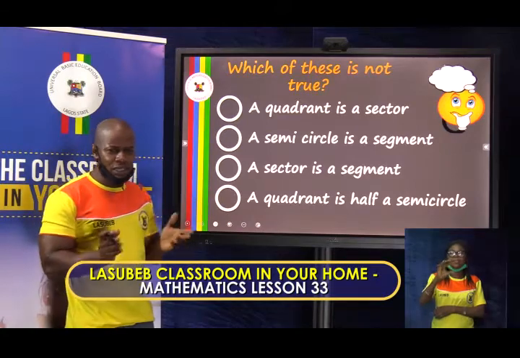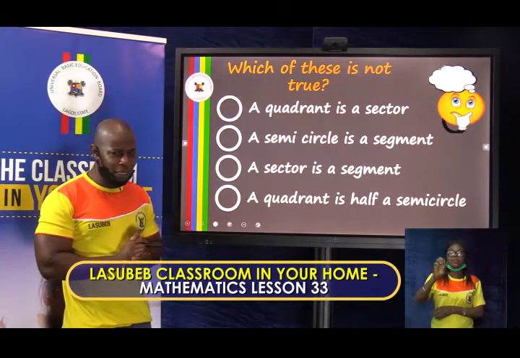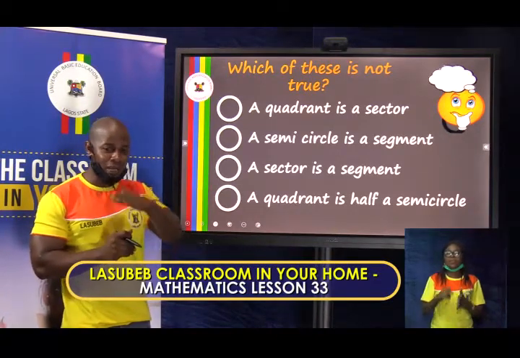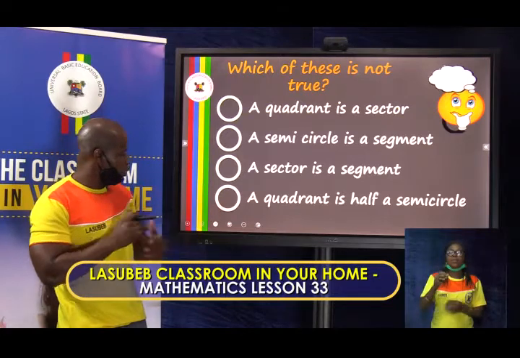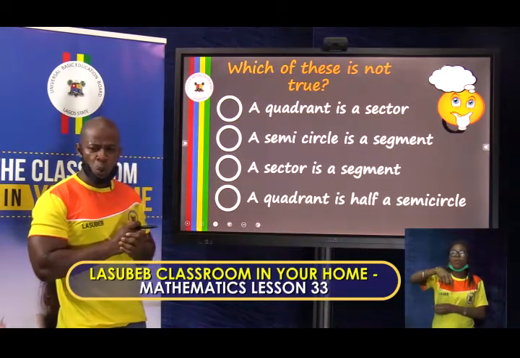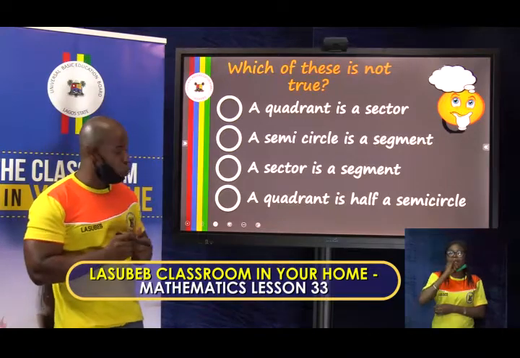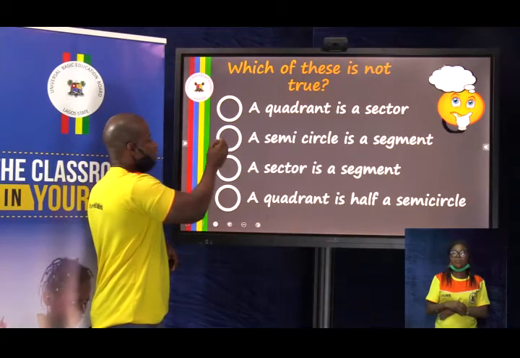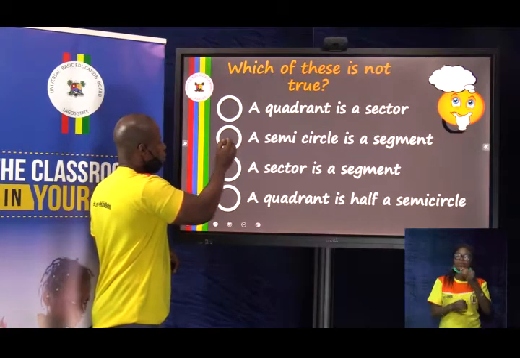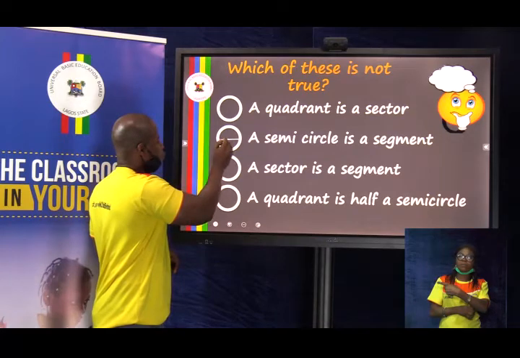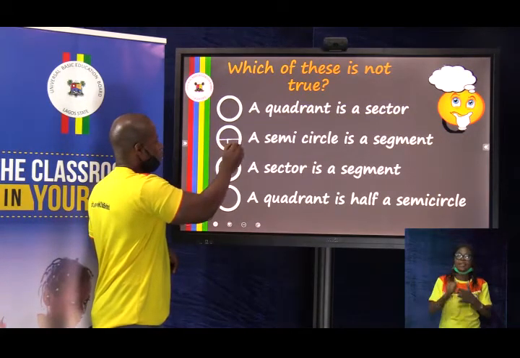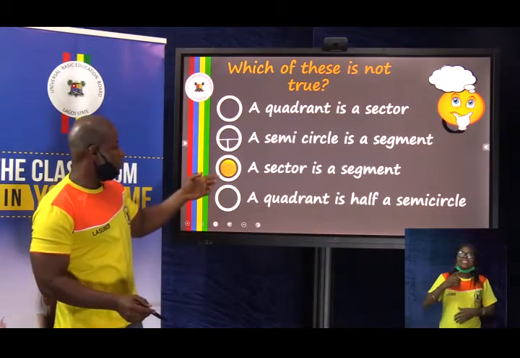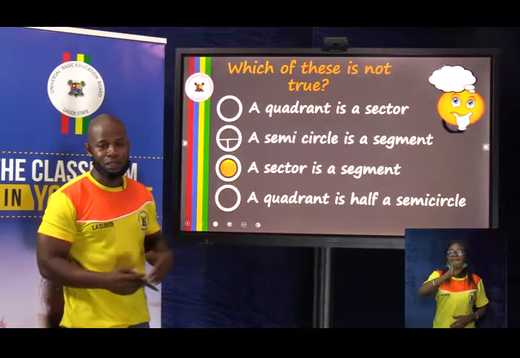Well, a sector is a segment? No. A sector is not a segment because sectors are formed by angles while segments are formed by chords. The last one, a quadrant is half a semicircle. Well, that statement is true. Because if I draw, this is a circle. I have a quadrant here, then this will be another quadrant, and the whole thing is a semicircle. So a quadrant is half of that. So this is correct. The one that is not correct is, a sector is a segment.